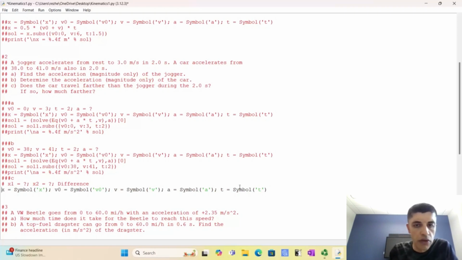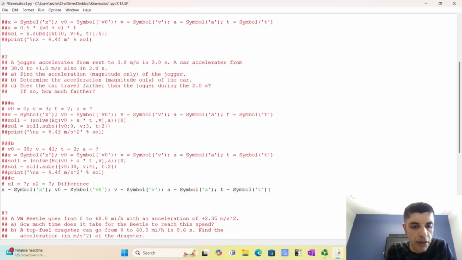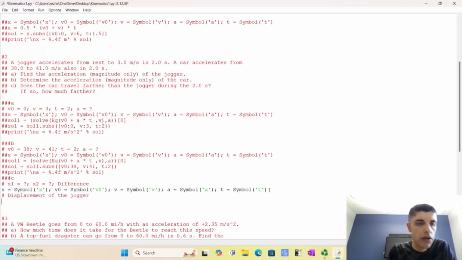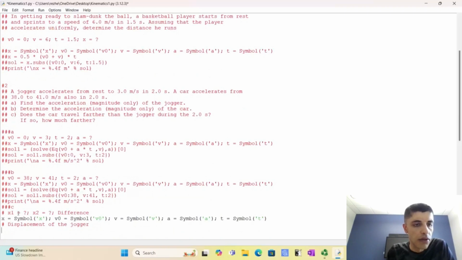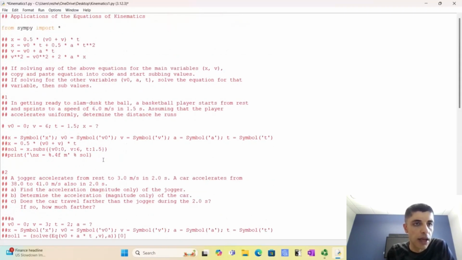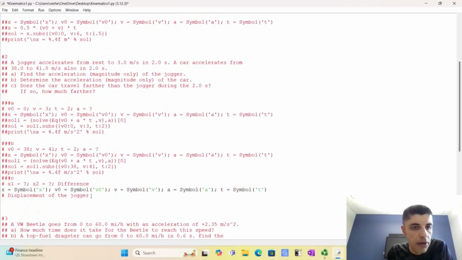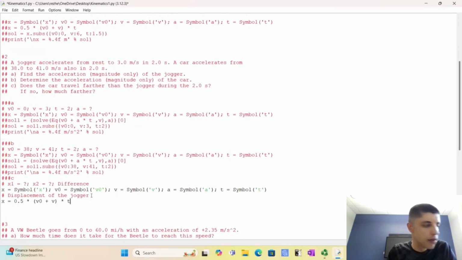So to solve for the displacement, let's solve for the displacement of the jogger first. Let's call this displacement of the jogger. So what we need to do is borrow one of these equations that uses x as well as v naught, v, and t. Let's see which equation. So the first equation is what we need to borrow here. So copy and paste that, and we're going to paste it there.